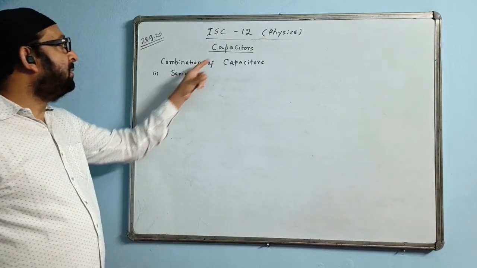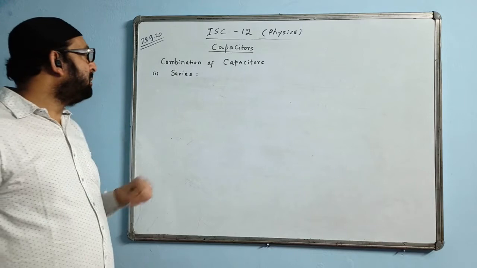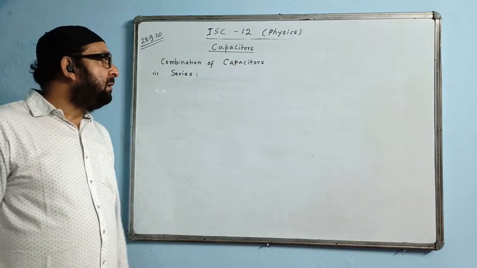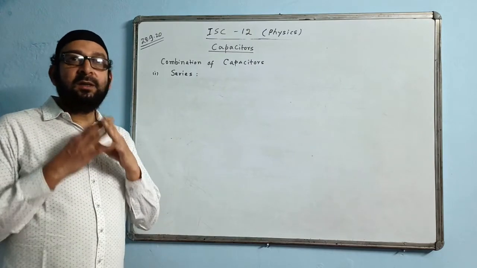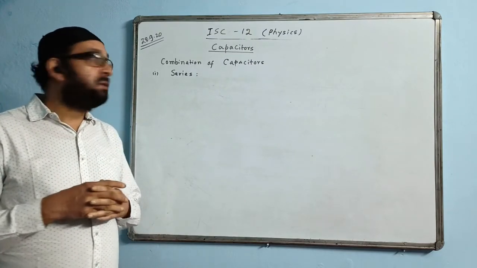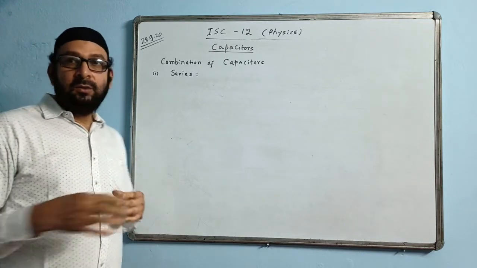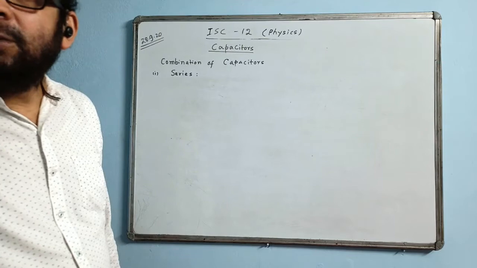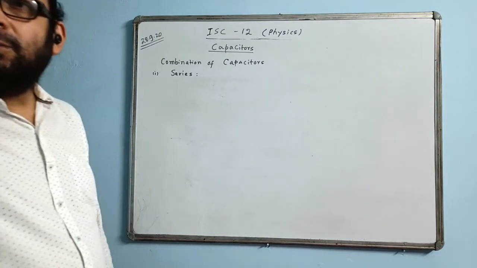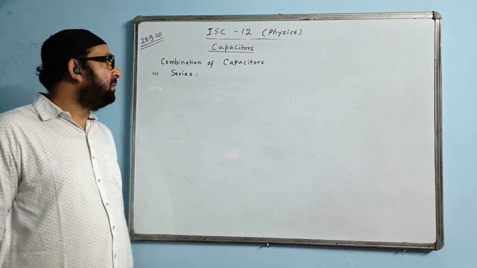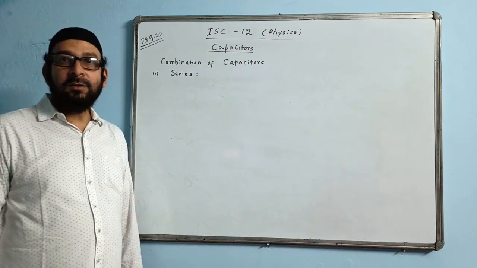Today's topic is the continuation of the same chapter, capacitors, and the topic is combination of capacitors. In class 10, we used to do combination of resistors or combination of resistances. The same way we are doing the combination of capacitances. So there are again here two types of combinations. One is series and the other one is parallel combination. Series combination and parallel combination.